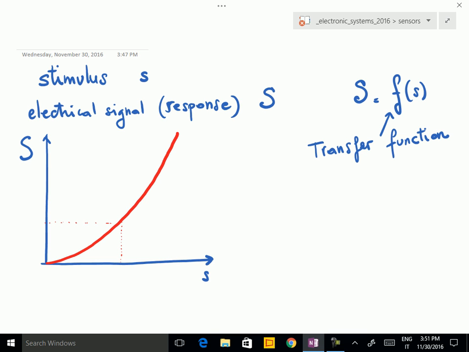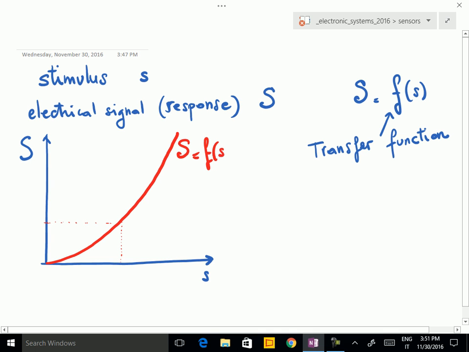So, since large S is the quantity that we measure, we need to be able to invert this function. This is S equal to F of small s. So we need to know F to the minus 1, so that from the electrical signal we can extract the stimulus.